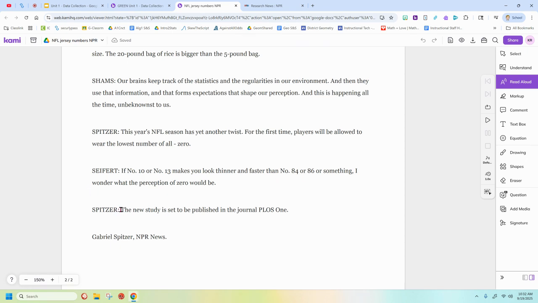And so this was an actual study that was published in the journal PLOS ONE, which I'm not sure what that PLOS stands for, but I certainly can look it up.